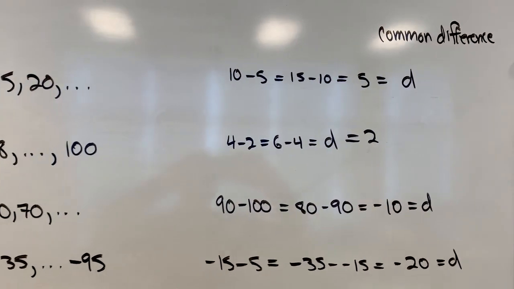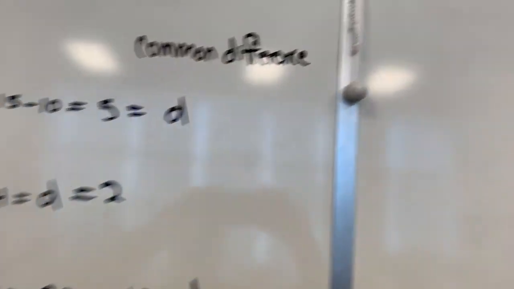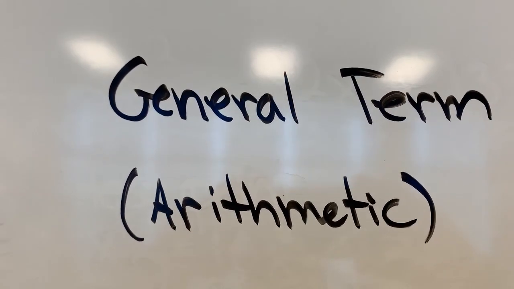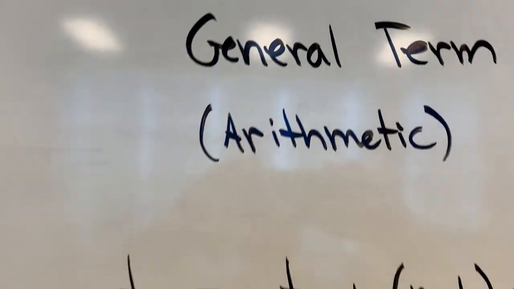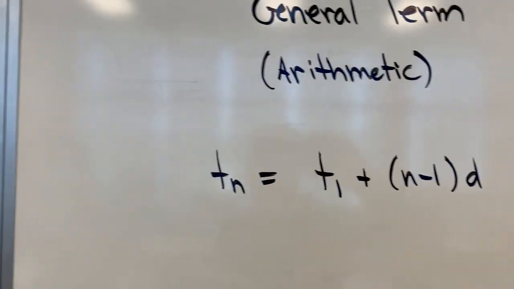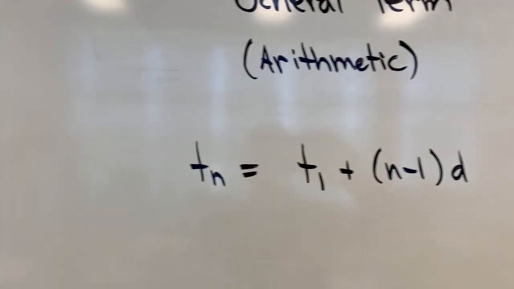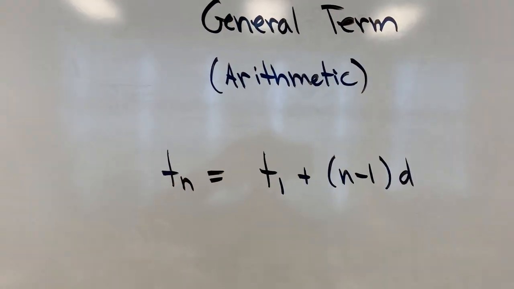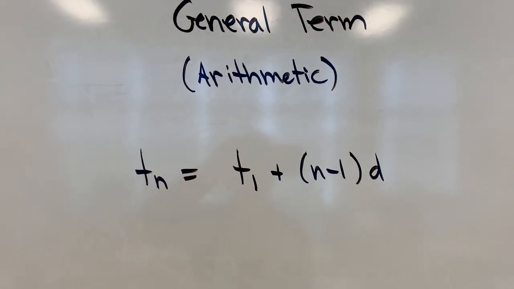One of the things they will ask you to do in 1.1 is to find what's called the general term of an arithmetic sequence. And for this, you have a nice little formula. It's right at the top of your formula sheet. In fact, it's the very first thing you'll find on your formula sheet since this is chapter 1. Tn equals T1 plus (n minus 1) times d.